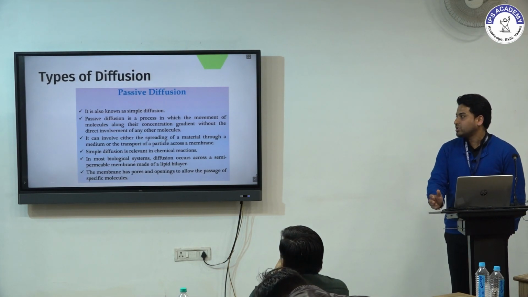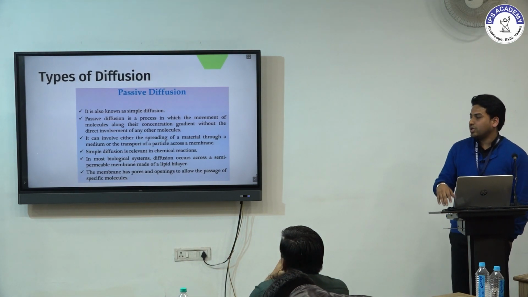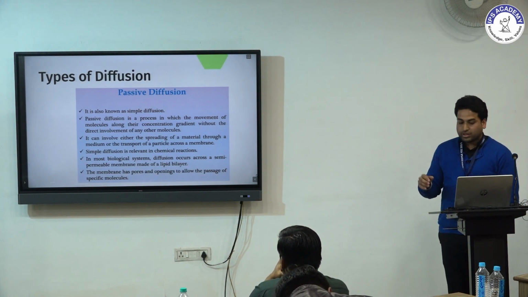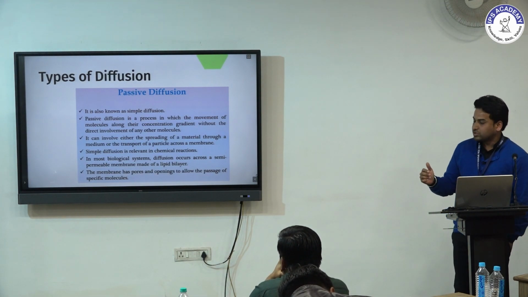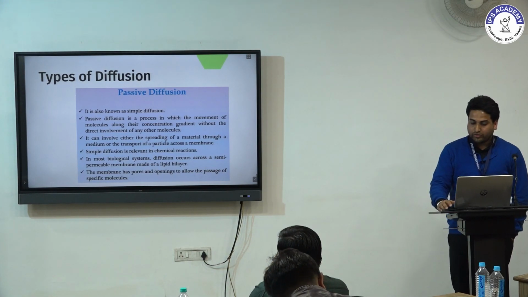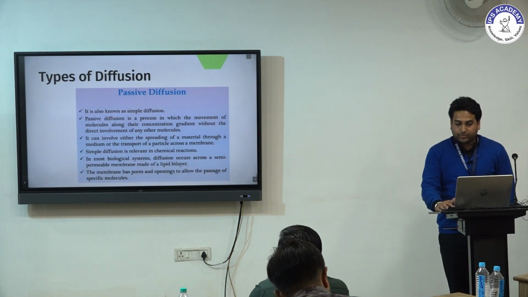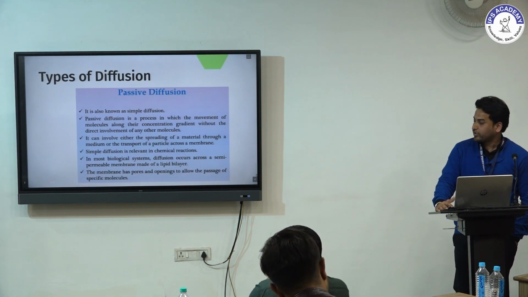So we are working, actually this is an interdisciplinary research, and architect or civil work is there, and as a chemical engineer the diffusion portion is there. So in the diffusion there are two types, that is passive diffusion and facilitated diffusion. Passive diffusion is also known as simple diffusion.